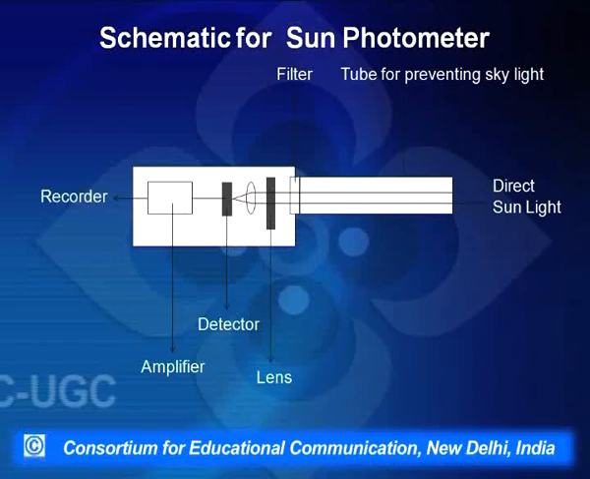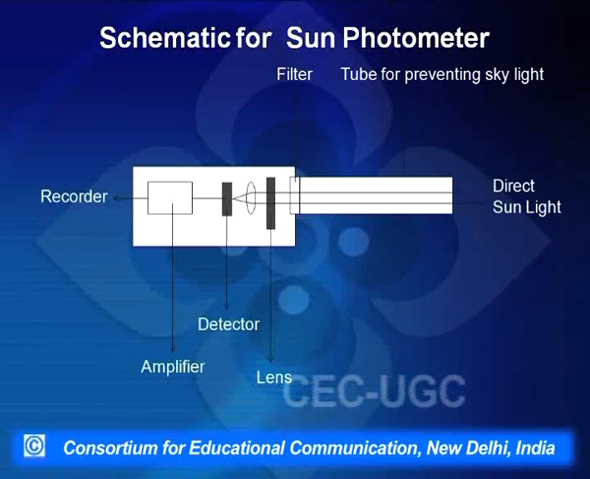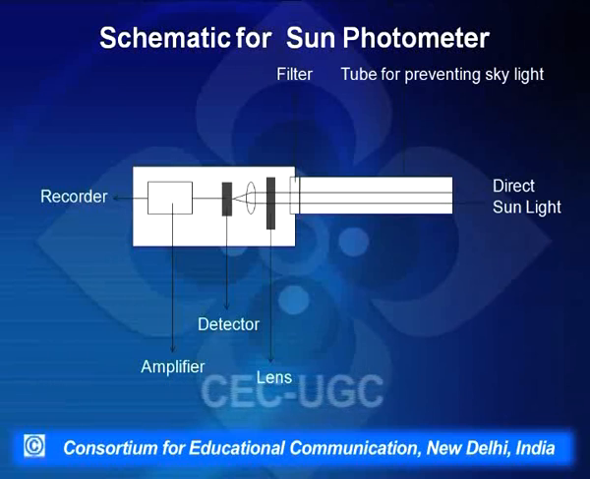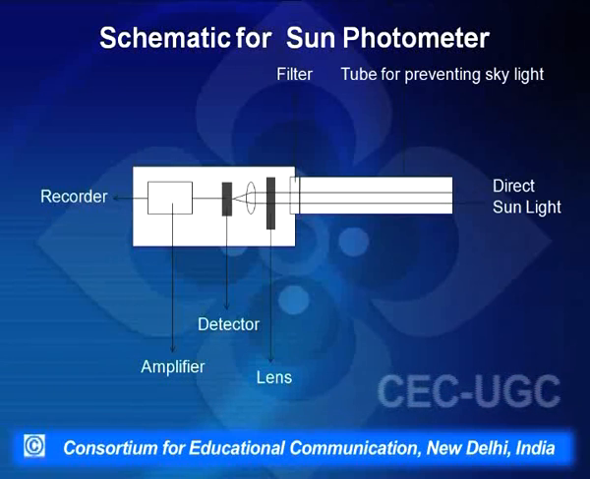There are various parts of the instrument. It includes the recorder, filter, amplifier, detector, lens, tube for preventing skylight, and the place from where the sunlight enters the instrument, which is towards the right hand side.